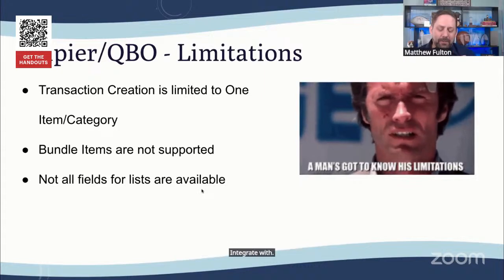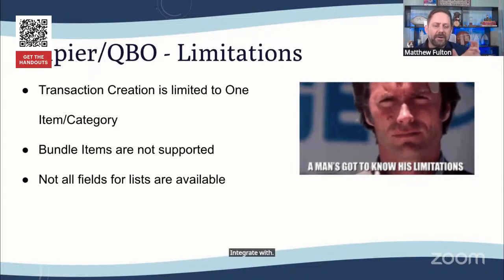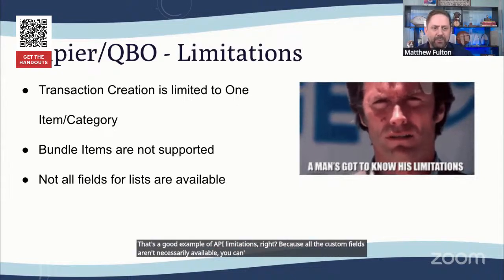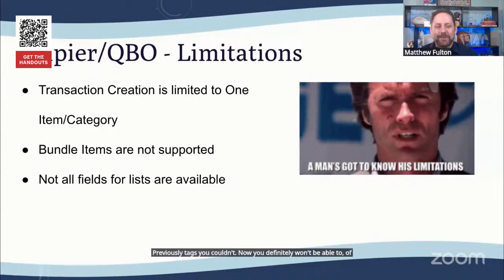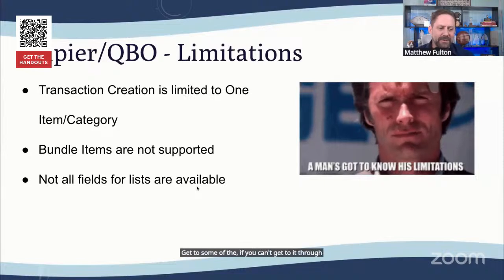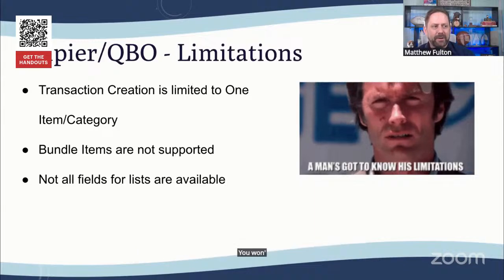That's a good example of API limitations, right? Because all the custom fields aren't necessarily available, you can't access all those different things. Previously, tags you couldn't. Now you definitely won't be able to, of course. But if you can't get to it through the API, if you ever have a question on that, you can reach out. I can kind of tell you. You won't be able to do it with any of these kinds of programs.